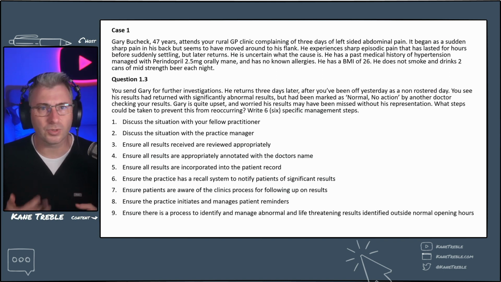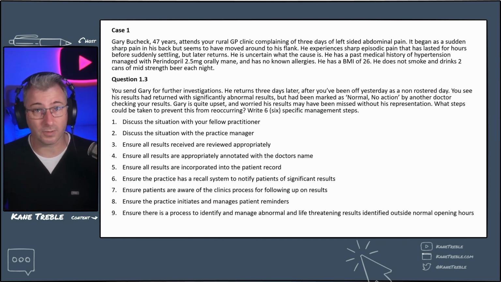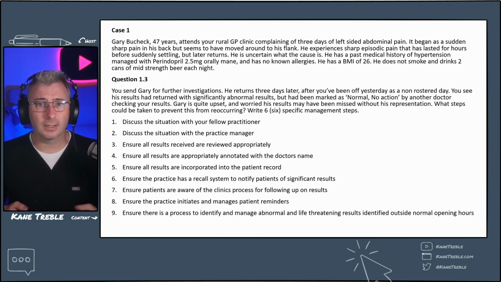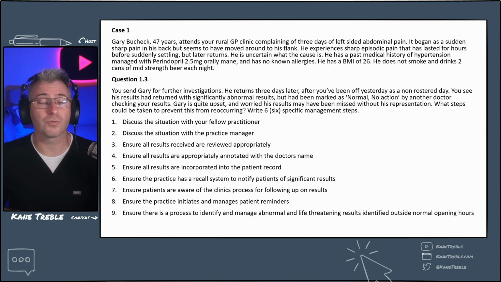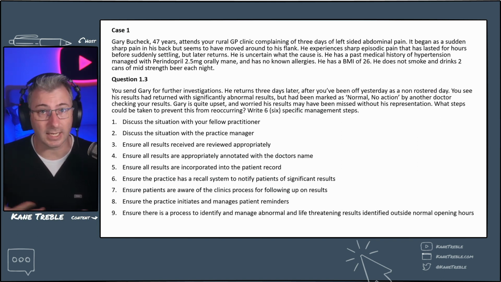And this is something that should come up in day-to-day conversation with the patients as well, of if something happens, what are we going to do about it? How am I going to notify them? Likewise then, ensure the practice initiates and manages patient reminders. So there should be something there to actually let the clinic contact patients in a way to let them know the results are either there or need actioning.